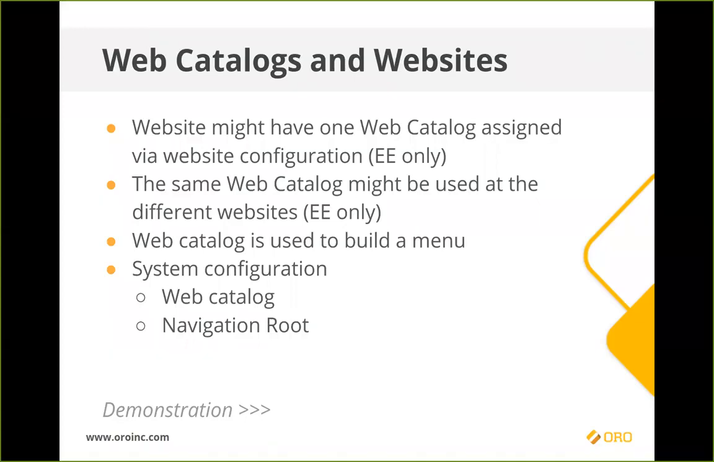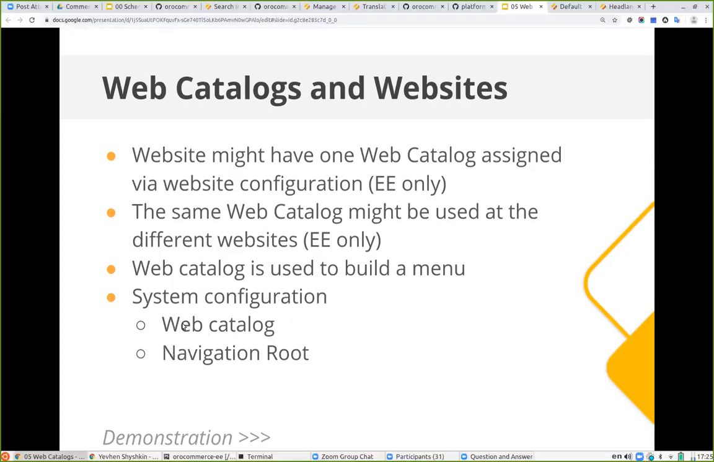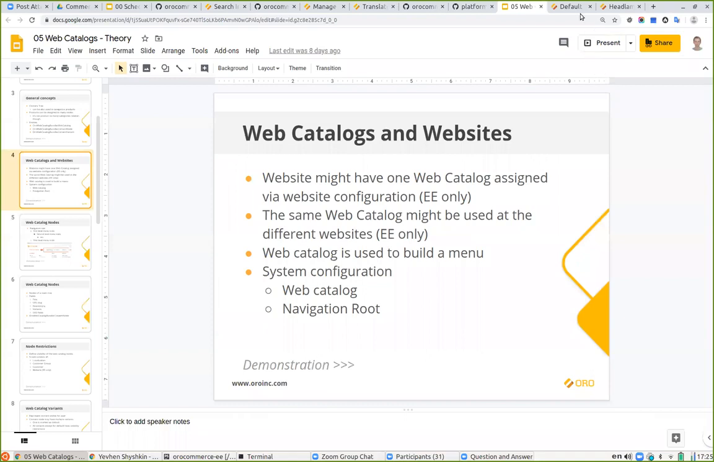Web catalog is used to build a menu instead of the master catalog, but only if it is specified. So if you have it, it will use it as a menu. If you don't have it, the application will use the master catalog to build a main menu. And there are also a couple of additional options, like navigation route. Let us see how it works.